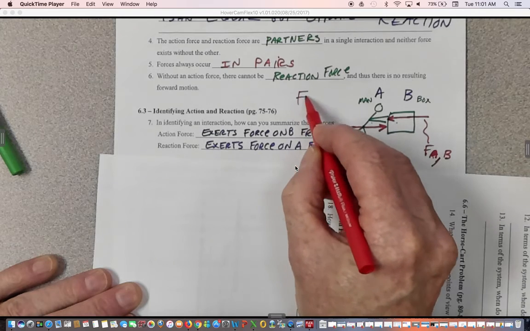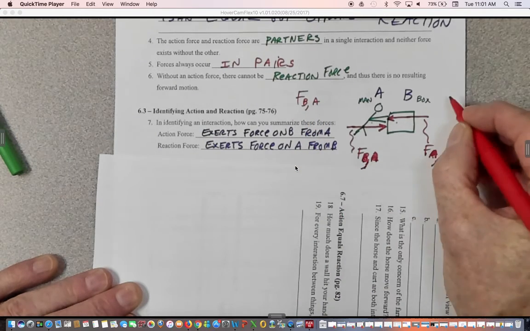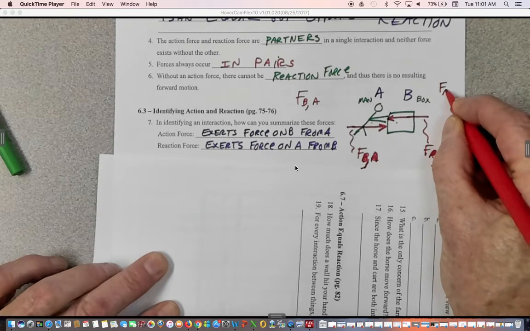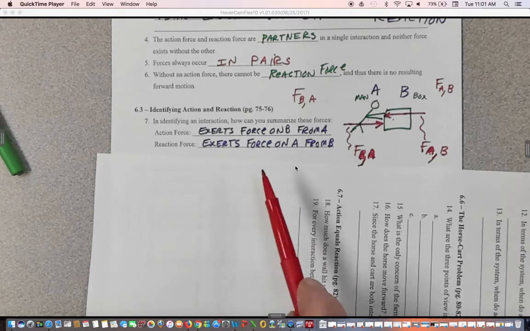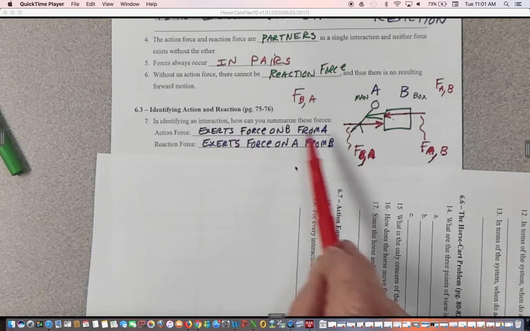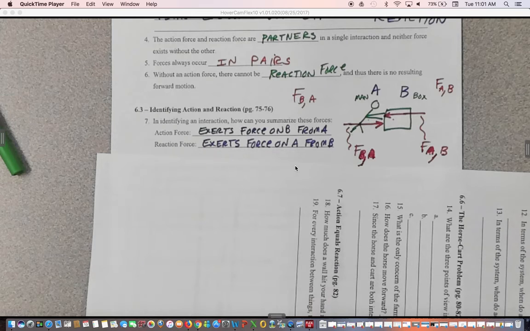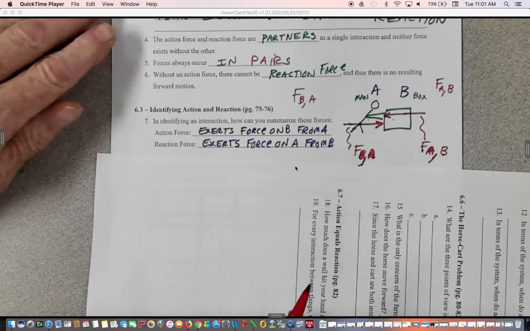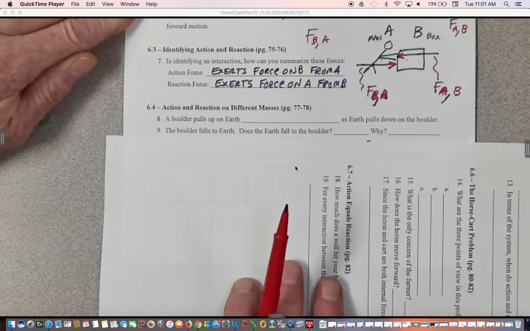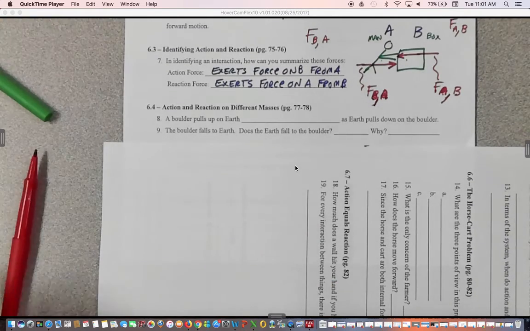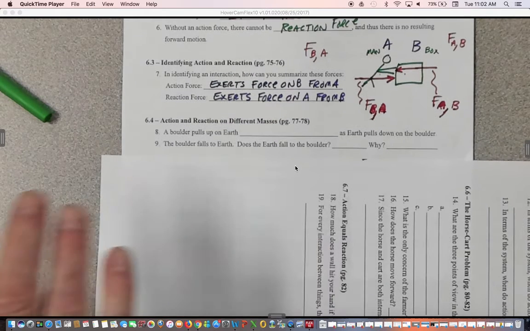So the force on B from A, sorry about that, I made it a little clearer over here, and the force on A from B. That's how you say that. The action force is my force on the box. The reaction is the force from the box back on me. So I'm assuming you've written that down. Give you another second.